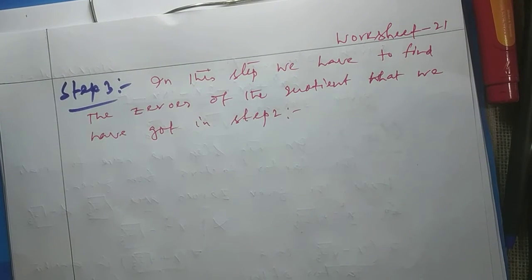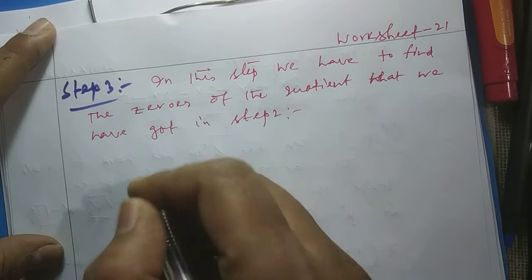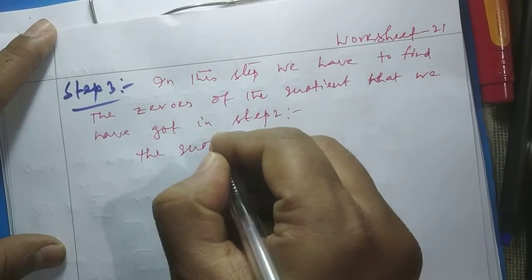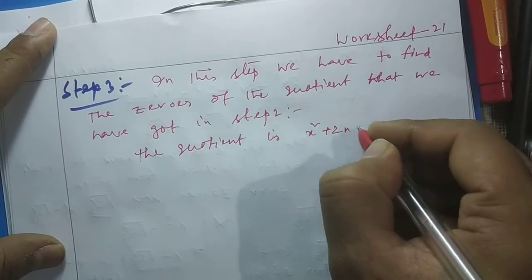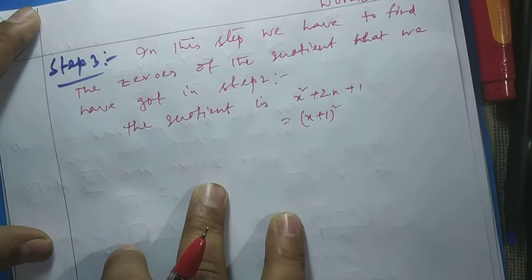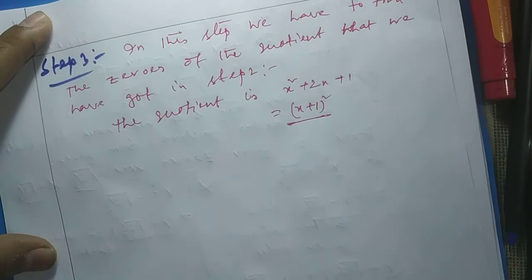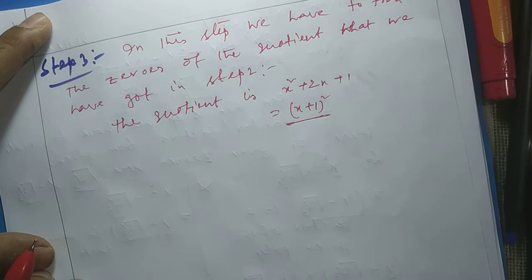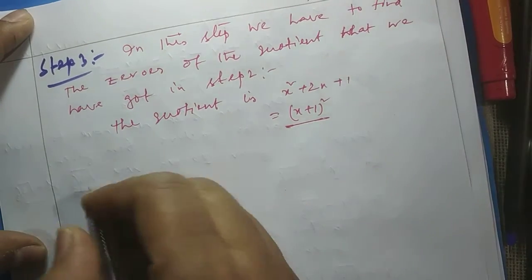Understood? Now let us remember what was the quotient in the step 2. The quotient is x square plus 2x plus 1, that is x plus 1 whole square, that we have got in the step 2. Now we have to find the zeros of this quotient, that means of this polynomial. And already we know how to find the zeros of a polynomial. To find the zeros of a polynomial, first we have to make it equal to 0.